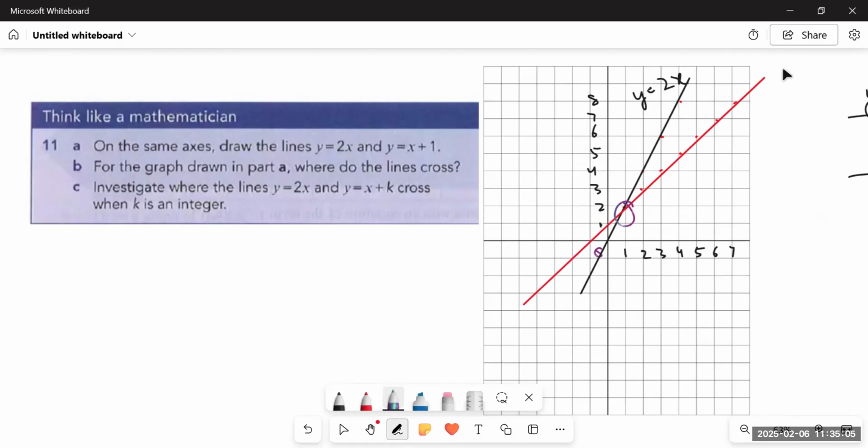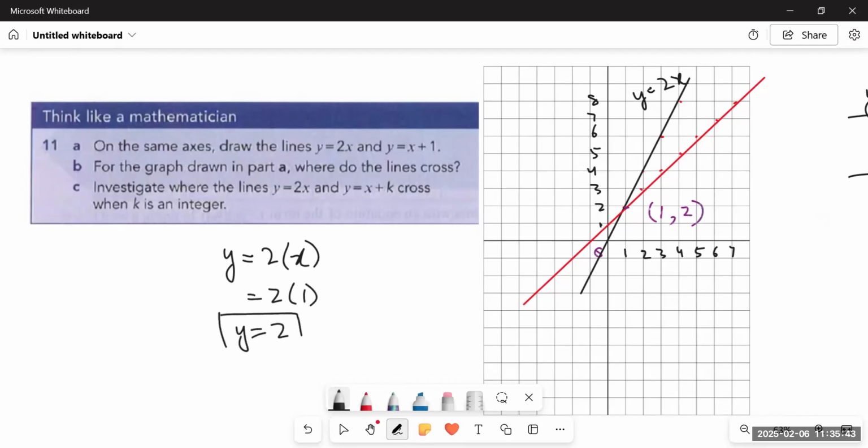Okay. So what's next? For the graph drawn in part A, where do the lines cross? The lines cross at this point, where the x coordinate is 1 and the y coordinate is 2. For the value of x equal to 1, the value of y is 2, which is the same for the two lines y is equal to 2x and y is equal to x plus 1. And we can see clearly that if we substitute the value of x as 1 over here, 2 ones are 2. The value of y would be 2 in this situation.